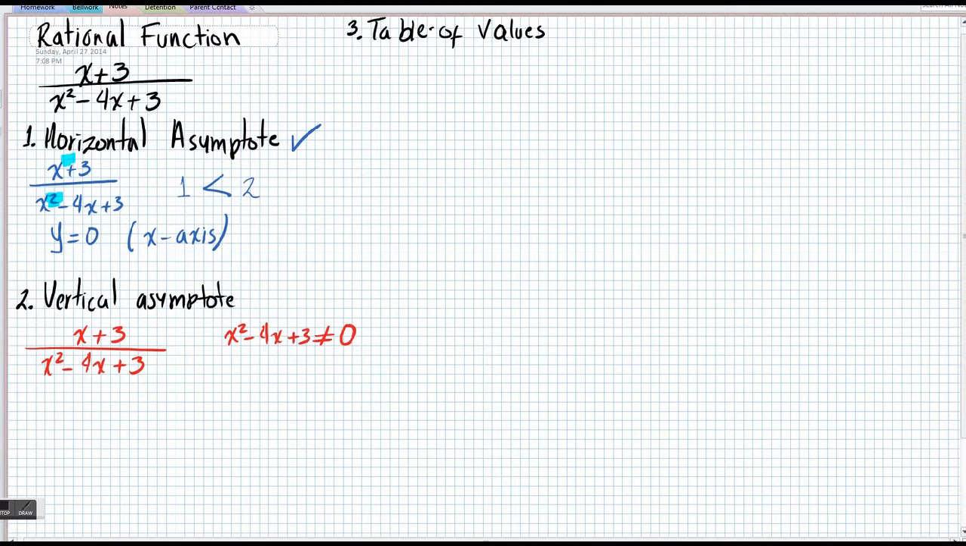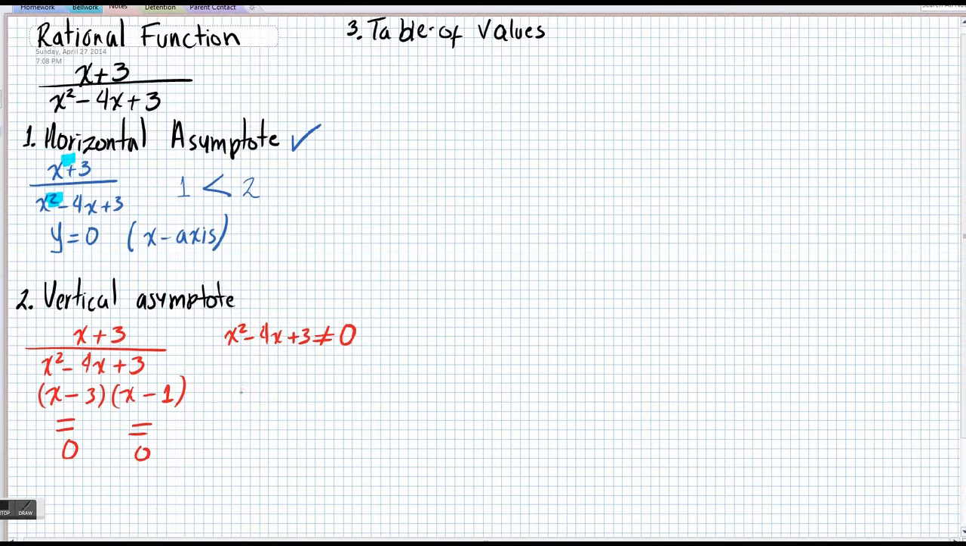So, what we're going to do is factor out the denominator. And when we factor out, we get x minus 3 and x minus 1. And then set each factor equal to 0. Because it takes only a single factor to make the statement false. So we got to make sure that we avoid them overall. That's the reason why we make each factor equal to 0.